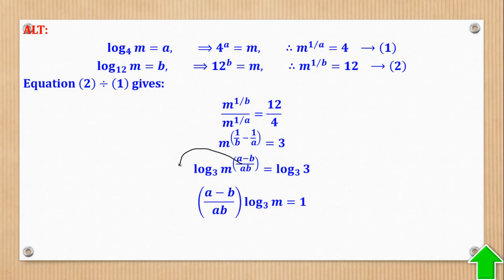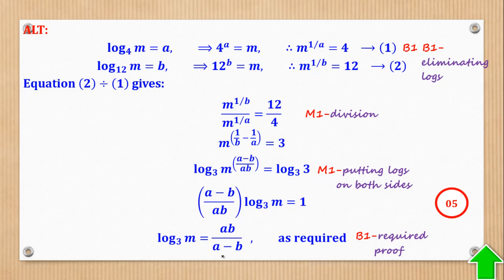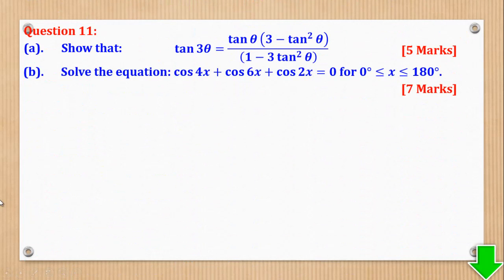And this power can go down, which is here. Then I'll make this the subject to come up with this, which they wanted. So that's the other alternative. So now we shall go to question 11, which came from trigonometry. Part A says show that tan 3 theta is equal to this.